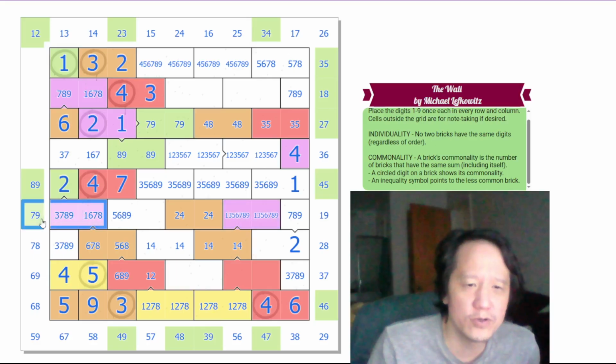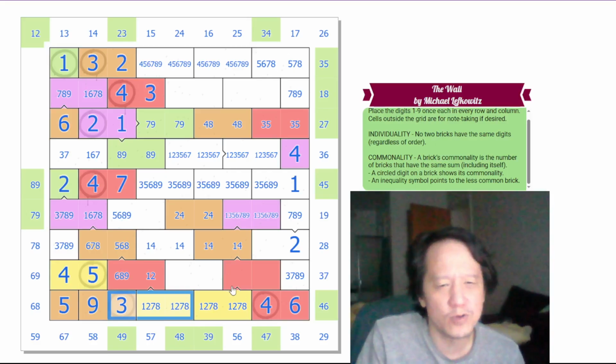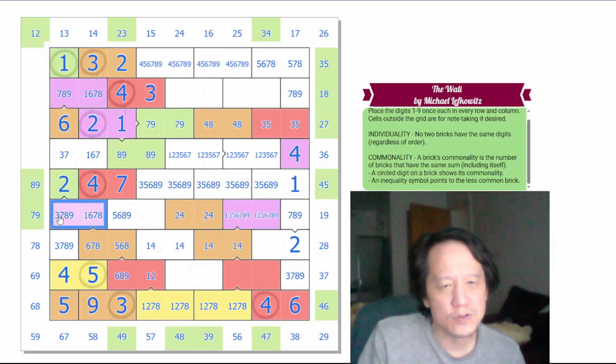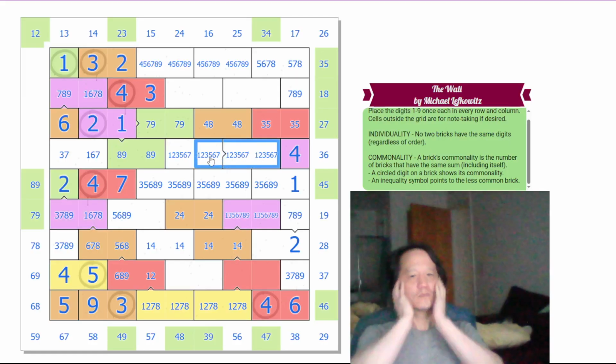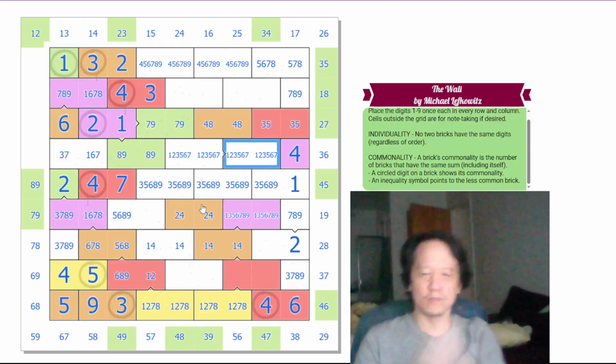1, 3 could be here. This cannot be 1, 3. 1, 3 could be here also, but cannot be this one. So 1, 3 could be this one. And 3 cannot be here. So 1, 3 has to be either here, one of these two, or this. And it would specifically be this one then.